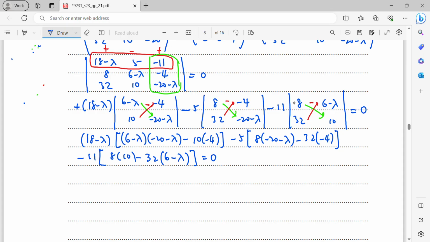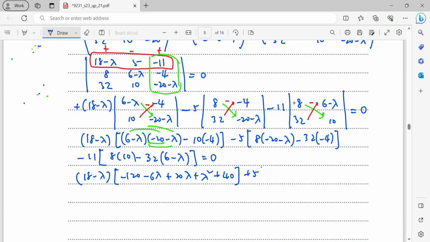Okay, so from here, 18 minus lambda, and now we need to do expansion. So just expand. Right? So then from here, you will be getting negative 120 minus 6 lambda plus 20 lambda plus lambda squared when you do expansion for the brackets. And then the last term here will be plus 40.